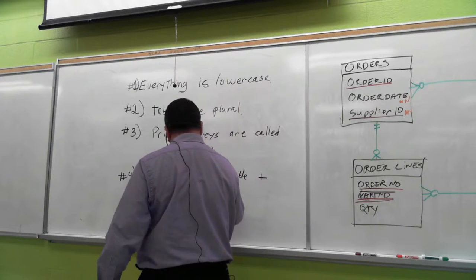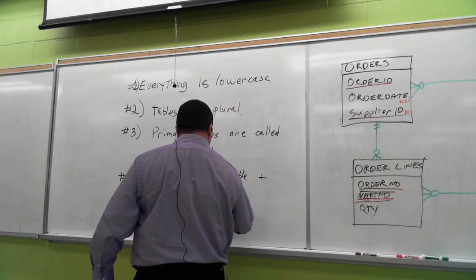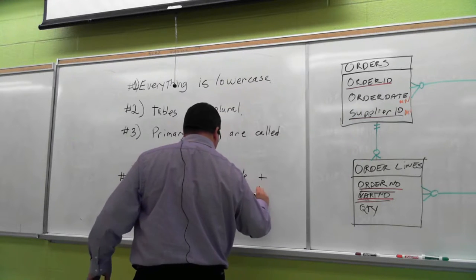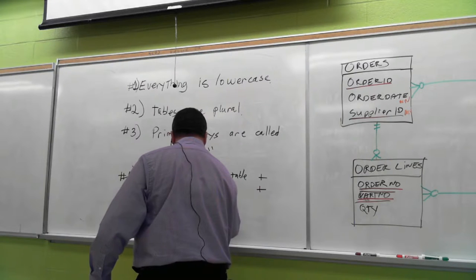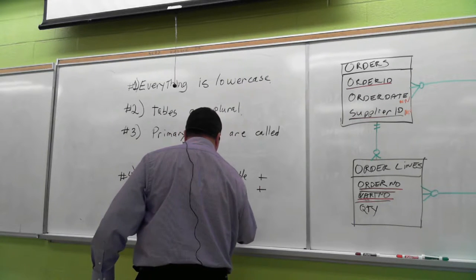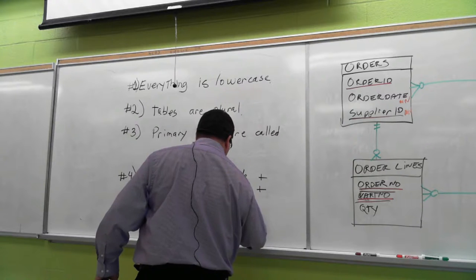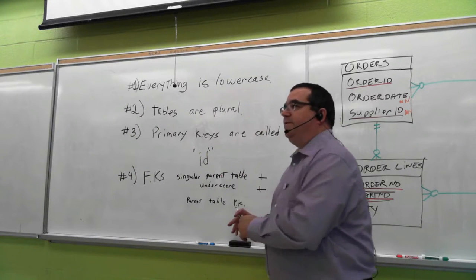plus underscore plus the parent table primary key. That's how a foreign key is named.